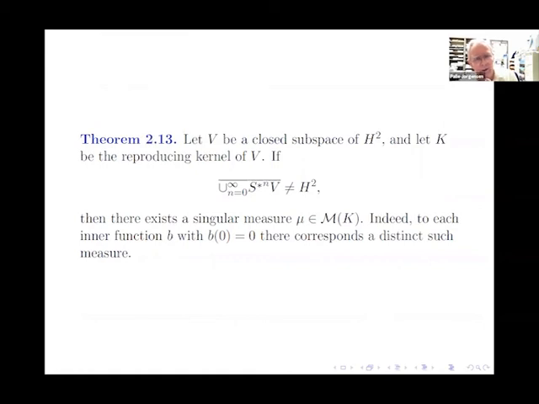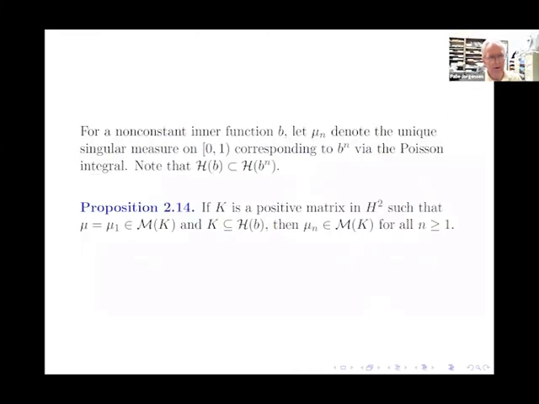Take your favorite closed subspace of the Hardy space and let K be the corresponding kernel. And then if the corresponding subspace generated by the backwards iteration of the backward shift is not all of H2, then you can generate lots of mu's in N of K. You can generate one for every inner function B, so that B0 is 0, and it follows from the earlier theorem. And so I'm not going to do it.